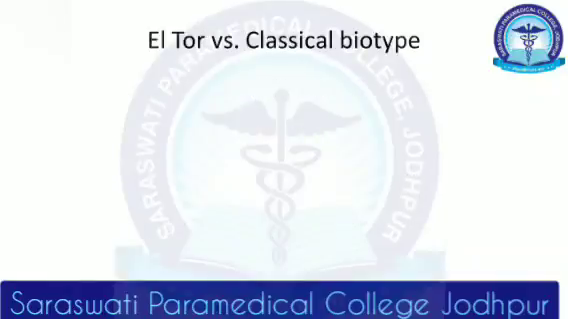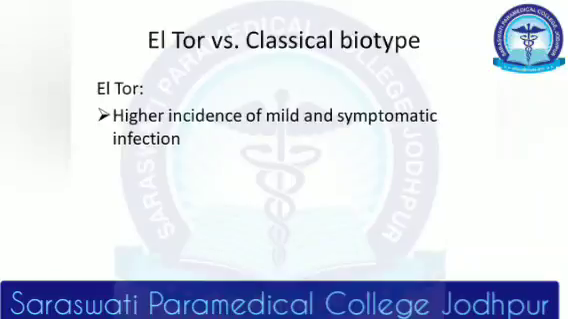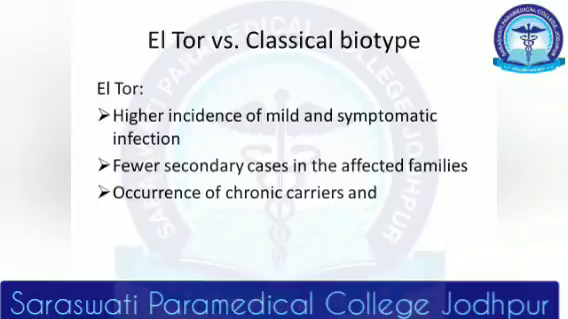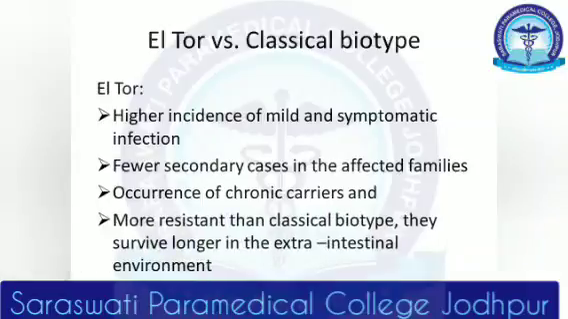The El Tor biotype differs from the classical biotype in the following. With El Tor, there is a higher incidence of mild and asymptomatic infections. There are fewer secondary infections, fewer secondary cases in the affected families. There is a tendency towards chronic carriers, and it is physically more resistant than the classic biotype. They survive longer in the extra-intestinal environment.